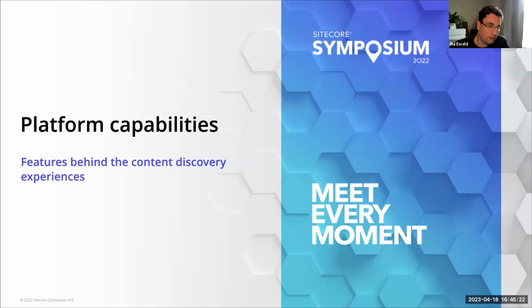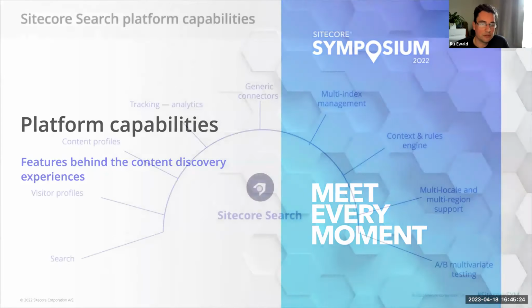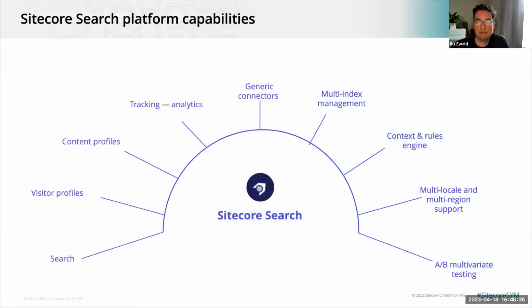So I'm going to go through the platform capabilities. What are the components that build out this Sitecore Search product that we're talking about? Of course we use search. We use Elasticsearch, the latest version 8.5, I believe. It's a very good engine to begin with, but you can't compare Sitecore Search to Elasticsearch directly. Look how many other services we've built around it.